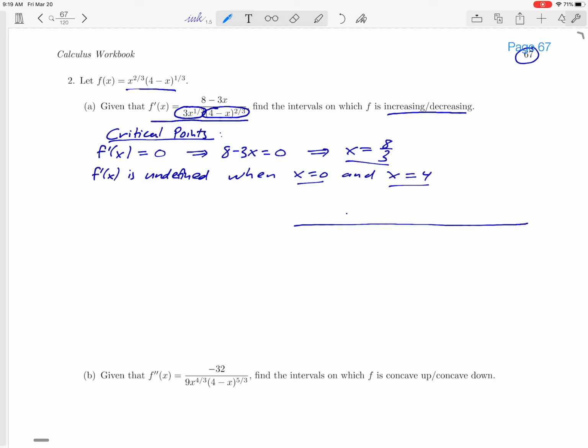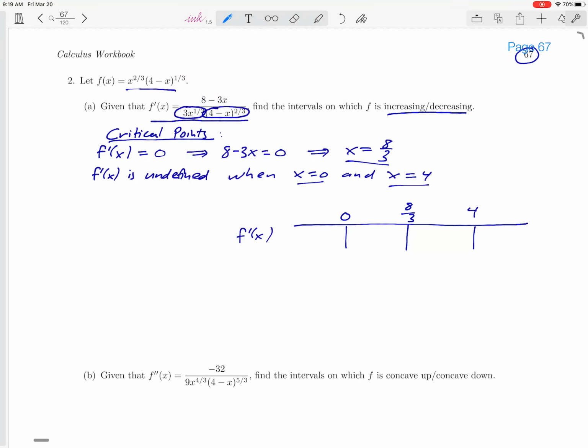So we'll start with our number line. Okay, we've got 3 numbers. We're going to put them in order left to right. So starting with 0, then we come to 8/3, then we come to 4. That divides our number line into 4 different zones. And we're interested in the first derivative here.